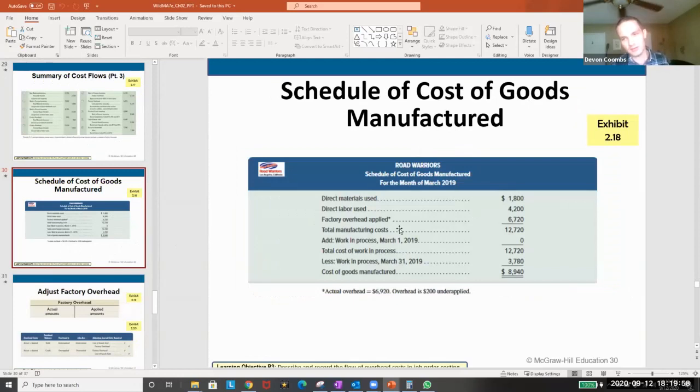And then this is the final schedule. This is what it looked like from a financial reporting standpoint, all those journal entries, all that flow, when finally summarized. And here are the materials we used, the labor we used, the overhead we applied, our total costs. We had no work in process at the beginning of the period, so our total cost is the same. And then we subtract what's left as work in process, and this is the cost of goods we built.